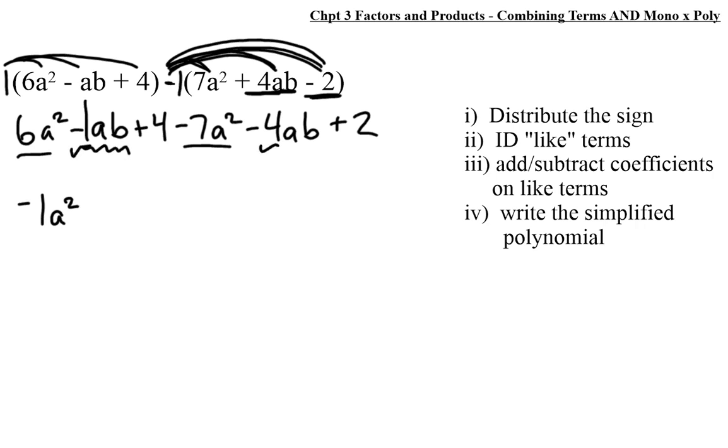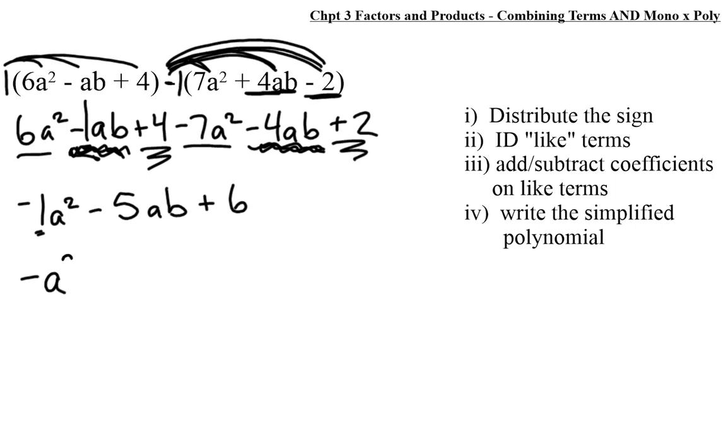My ab terms are like because it's an a and a b, and this is also an a and a b term. Negative 1 and negative 4 is negative 5ab. And then positive 4, positive 2, those are my constants. They just stay as a constant of 6. Best way to write this, don't need the negative or the 1. We still have the negative a squared minus 5ab plus 6. There's your simplified form.